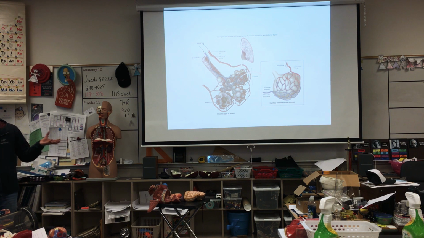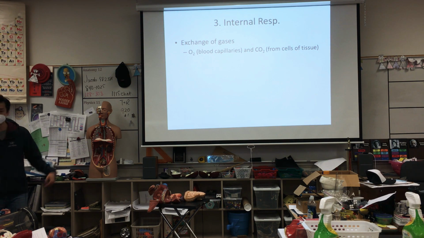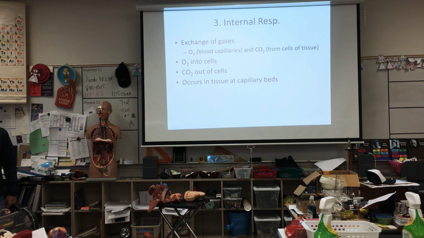Then blood takes it, transports it to the cells that it needs to go to, and then it arrives at the cells, and then we have something called internal respiration, and this is just the exchange of gases. O2 into the tissue now, and CO2 out of the tissue. And this happens inside your organs, inside your capillary beds. And that's why it's called internal respiration. It occurs in tissue at capillary beds.